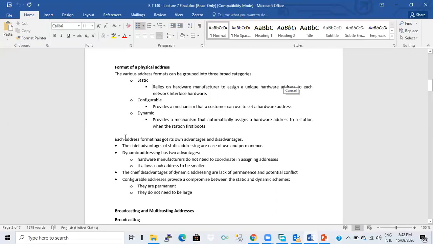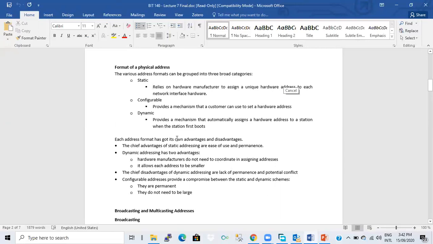Each physical address has a format, and this format has got its own advantage as well as a disadvantage. I've listed the advantages and disadvantages of each. In your notes, you can just refer to those. Okay.